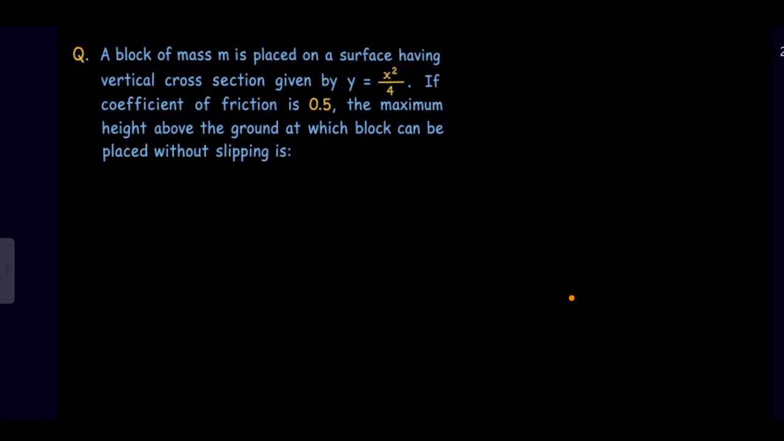Next. A block of mass m is placed on a surface having vertical cross section y is equal to x square by 4. If the coefficient of friction is 0.5, find the maximum height above the ground at which the block can be placed without slipping.